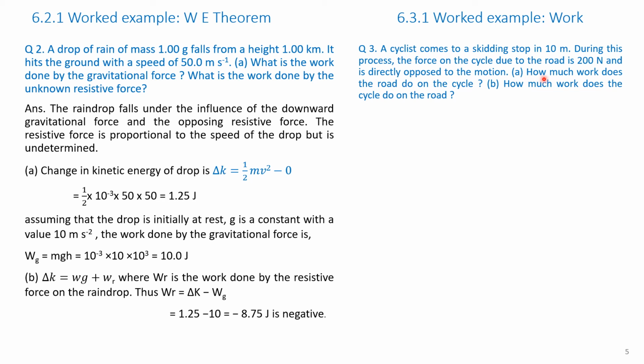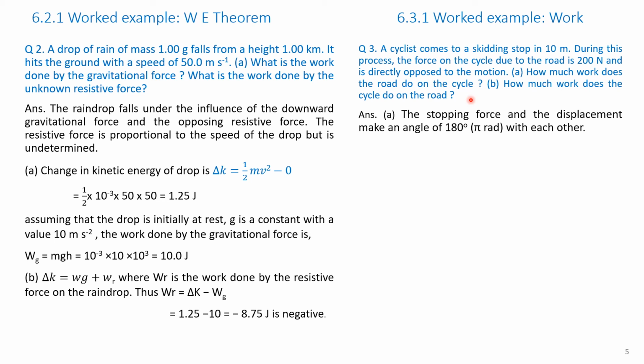Part A is, how much work does the road do on the cycle? Part B is, how much work does the cycle do on the road? Answer. The stopping force and the displacement make an angle of 180 degrees. That is, they are exactly opposite to each other. That is pi radians.